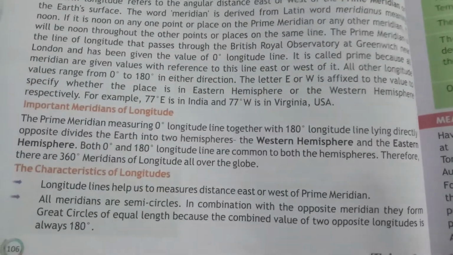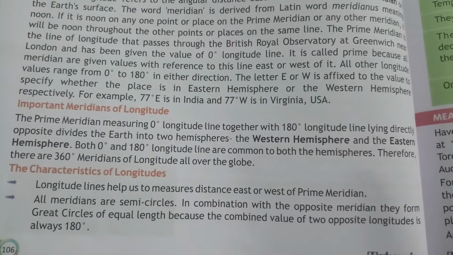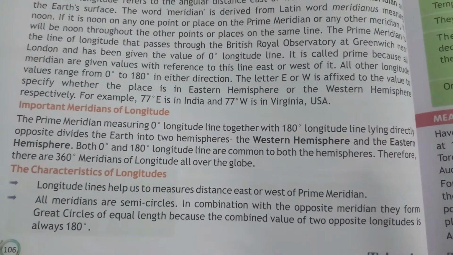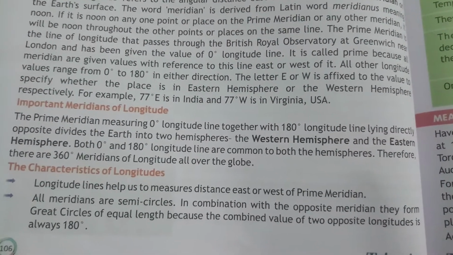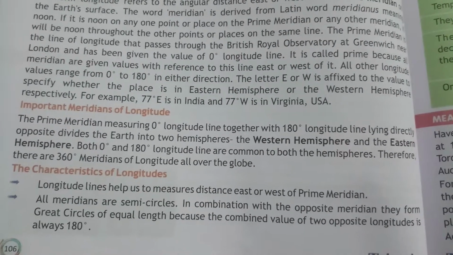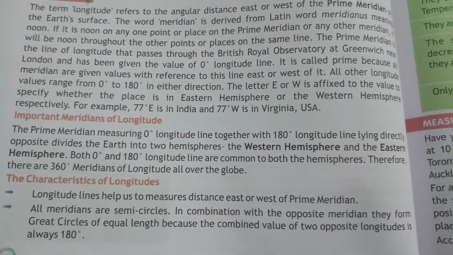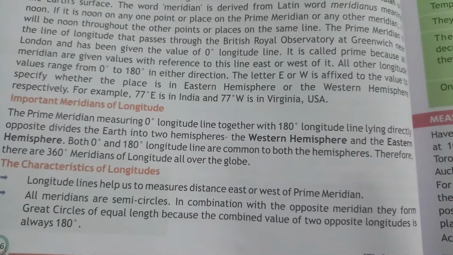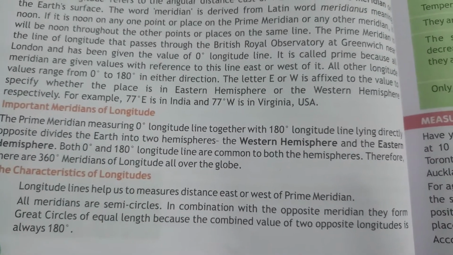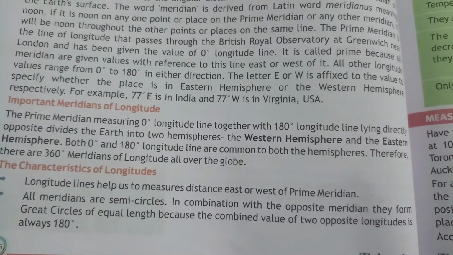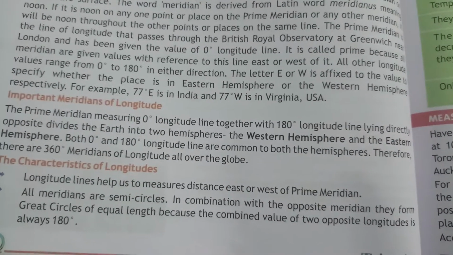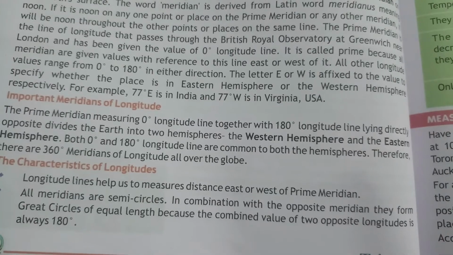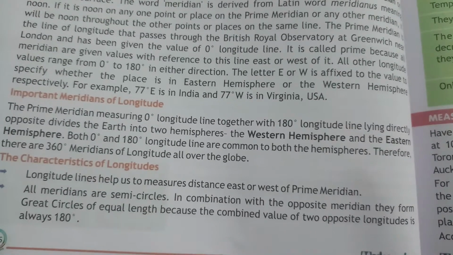The characteristics of the longitude lines help us to measure distance east or west of the prime meridian. We use the longitude lines for measuring distance, east to west. All meridians are semicircles. In combination with the opposite meridian, they form a great circle of equal length, because the combined value of two opposite longitudes is always 180 degree.